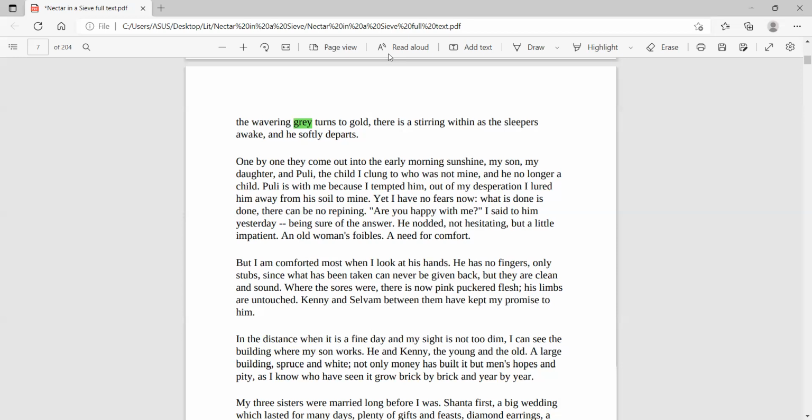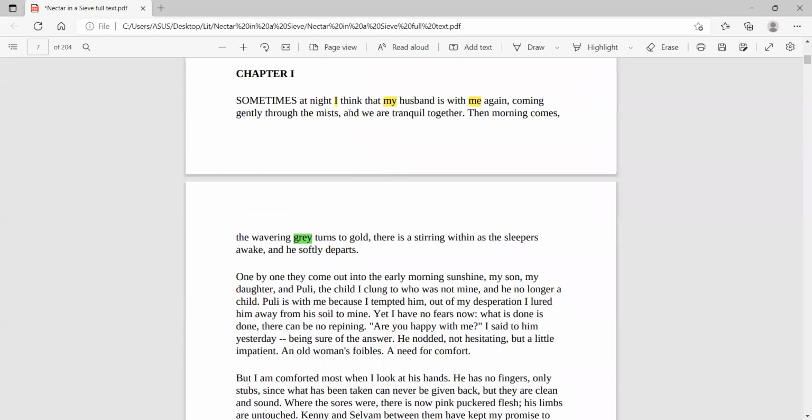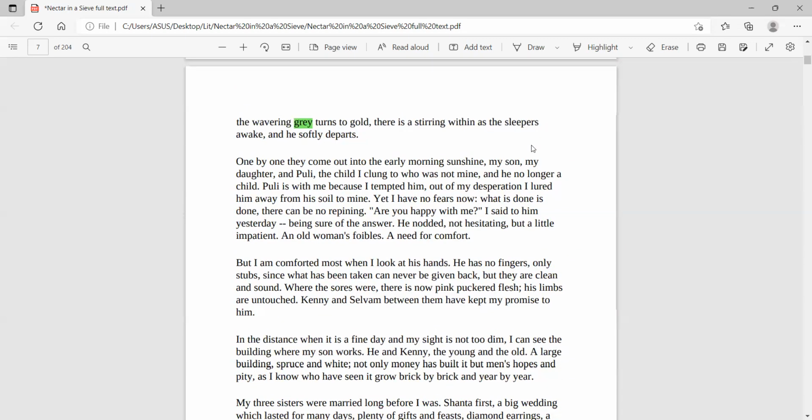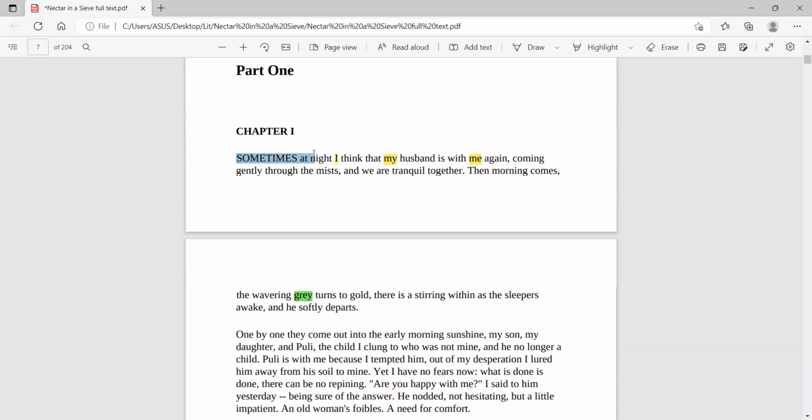Okay, the narrator, the protagonist, is drifting in between sadness and happiness, in between her present and the past. For example, sometimes at night I think, okay, it's just the thought, and all of a sudden morning comes. So she drifts in between her present and the past. This is the beginning, this is where the novel starts.